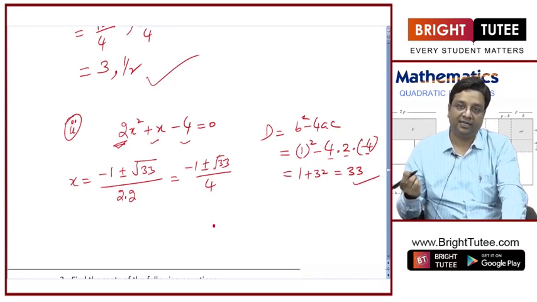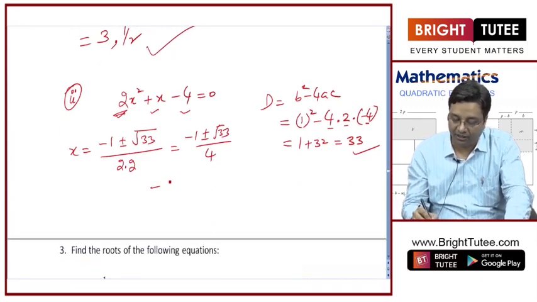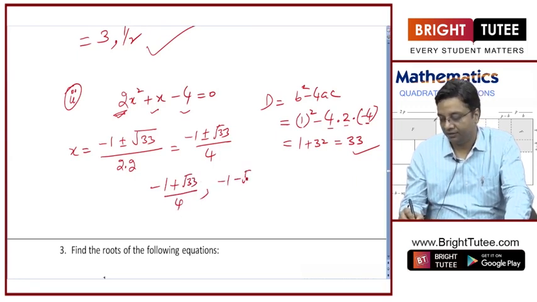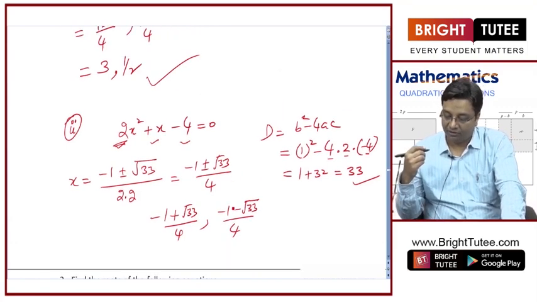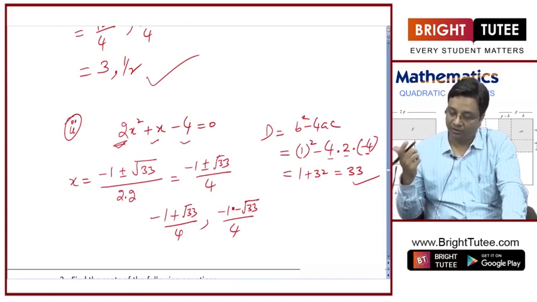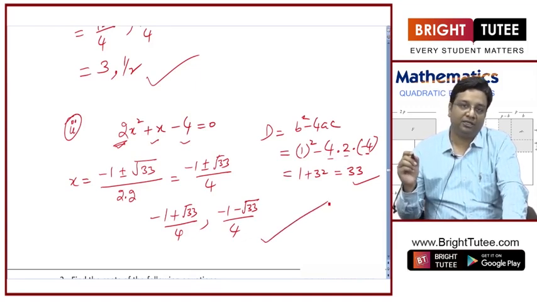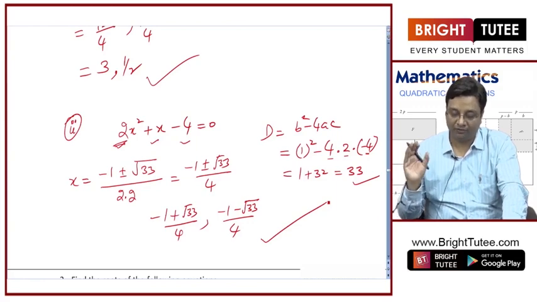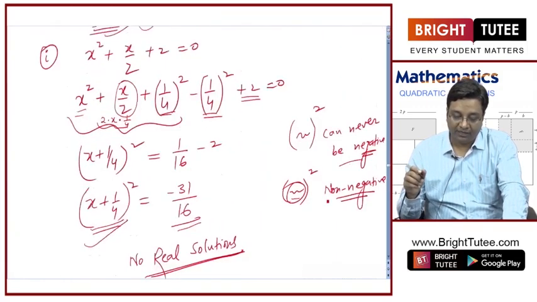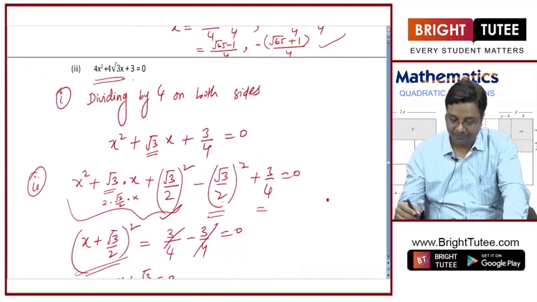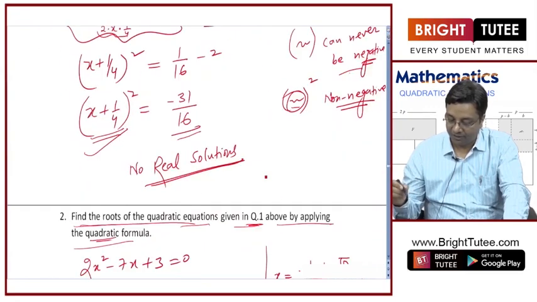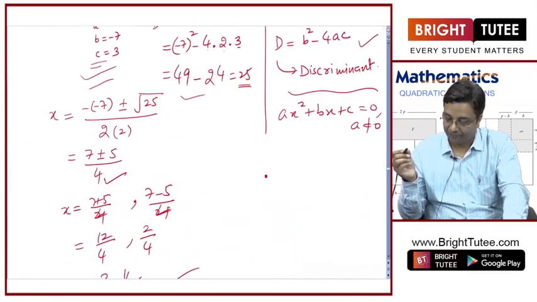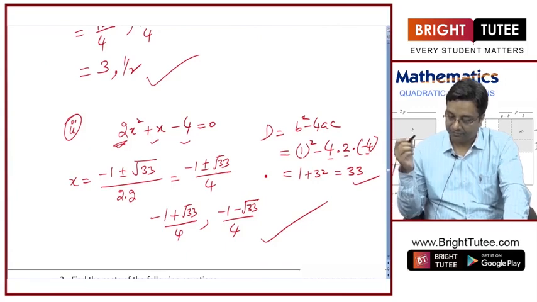Once you consider the plus sign and then again the negative sign, the answer will be minus 1 plus root 33 by 4 and minus 1 minus root 33 by 4. Okay, so this is how you solve questions like this using the direct quadratic formula, which is the simplest way to solve a quadratic equation. The rest of the parts, part 3 and part 4, I leave for your practice.